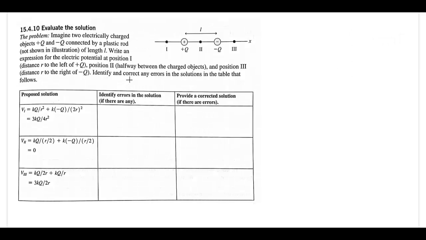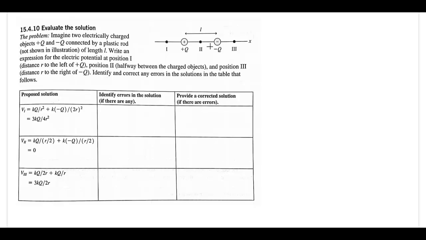Another evaluate the solution. So imagine two electrically charged objects, plus Q and minus Q, connected by a plastic rod, not shown in the illustration, of length L. Plastic meaning that they're insulated from each other, the charge cannot transfer. Write an expression for the electric potential at position 1, distance r to the left of plus Q, position 2, and position 3 at their respective distances. Identify and correct any errors in the solutions in the table that follows.